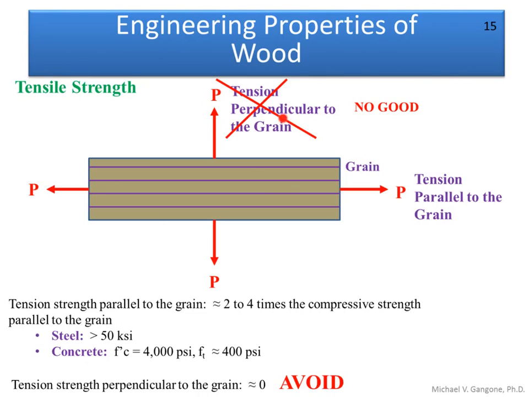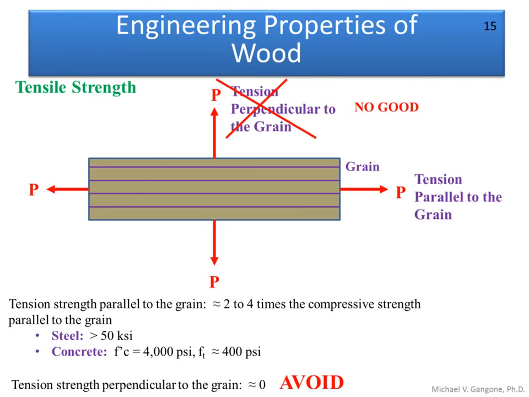All right, so we always assume it's about 0. However, tension parallel to the grain is very good. You can see it's actually 2 to 4 times the compressive strength parallel to the grain. So compressive strength parallel to the grain, we said before, was somewhere between 2 and 4,000 psi for softwoods. Right, so this is somewhere between 2 to 4 times those values, so pretty good strength to weight ratio again.